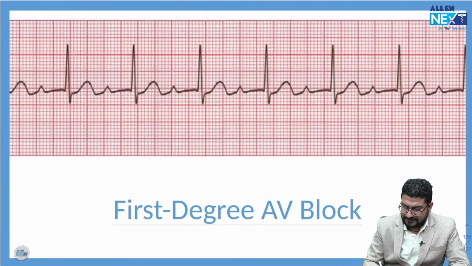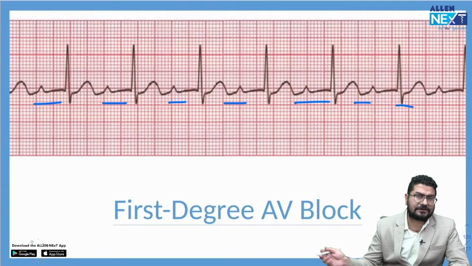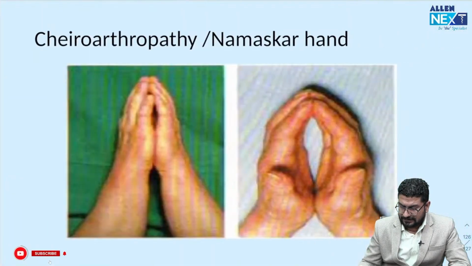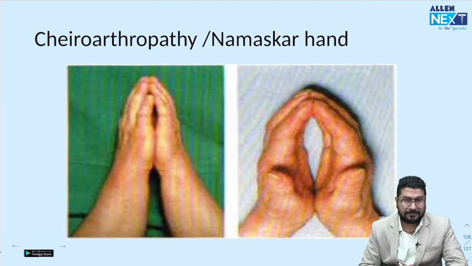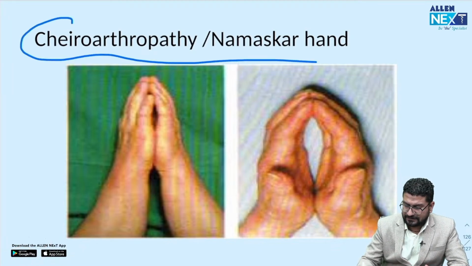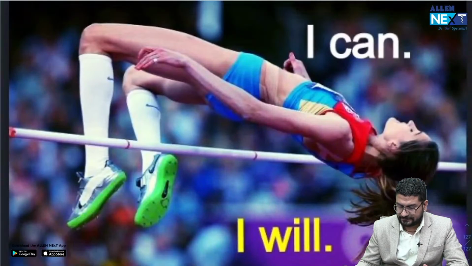Then this is again, you can see progressive increase in PR. PR is progressively increased. There is no missed beat. This is your first degree AV block. Then this is a cheiroarthropathy or namaskar hand. We see it sometimes in a patient who has diabetes. So this image once came in exam, cheiroarthropathy.